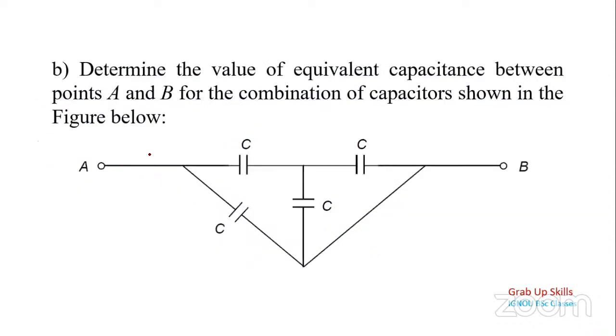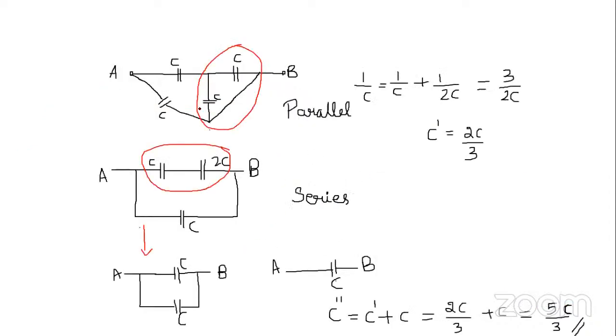Next, the homework, guys. I hope you remember this problem I had given for homework in the last class. We will see the solution for this. Determine the value of the equivalent capacitance between points A and B for the combination of capacitors shown in the figure below. This was the diagram that was given to us. So what do you call this diagram, which represents the parallel combination? What is the charge that we have?